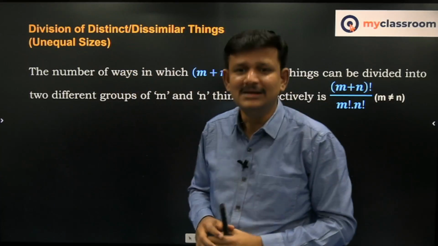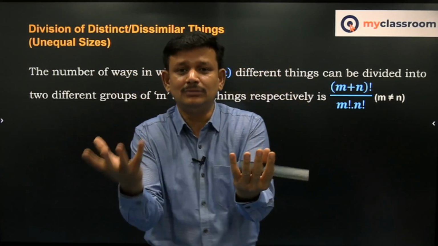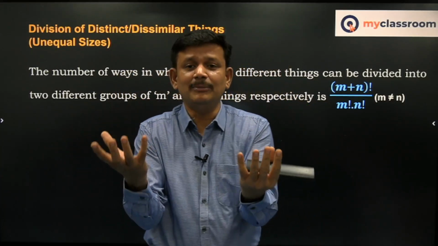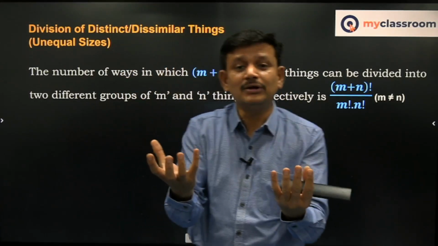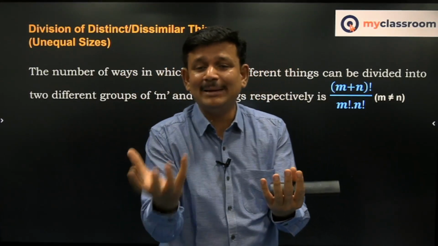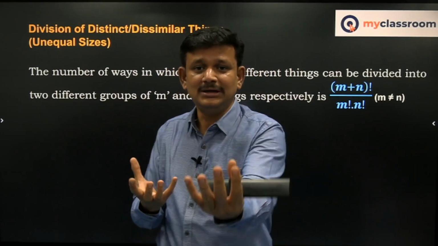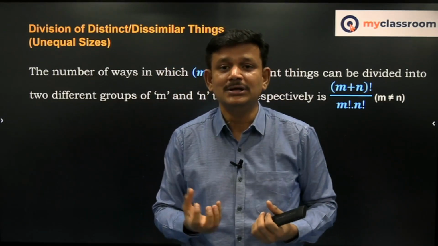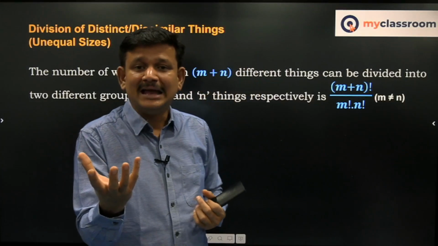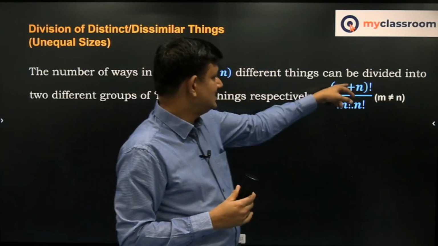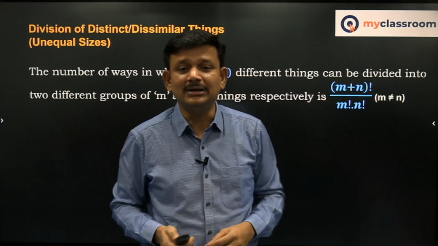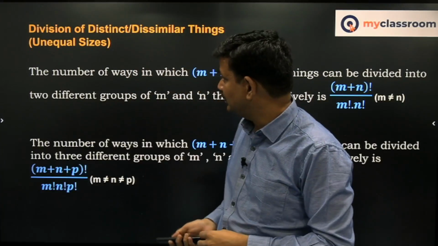How do we get this? Very simple. I have 2 boxes. I have m plus n things. I have to give this box m things. So, out of m plus n, I will choose m things for this box. Automatically the remaining n will go into the other box. So, in how many ways can I make a choice? (m plus n) C m, and (m plus n) C m is nothing but (m plus n) factorial by m factorial into n factorial.